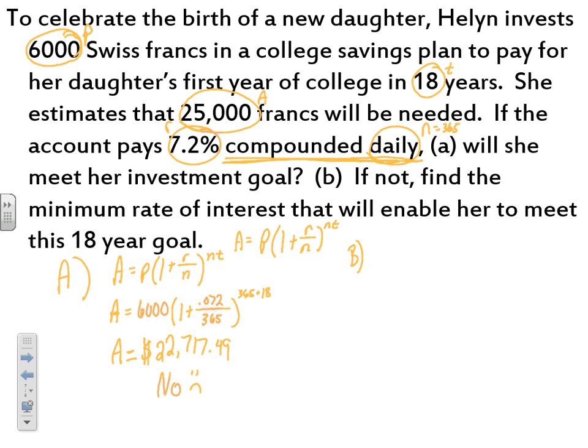So we know the accumulated amount should be 25,000 francs.